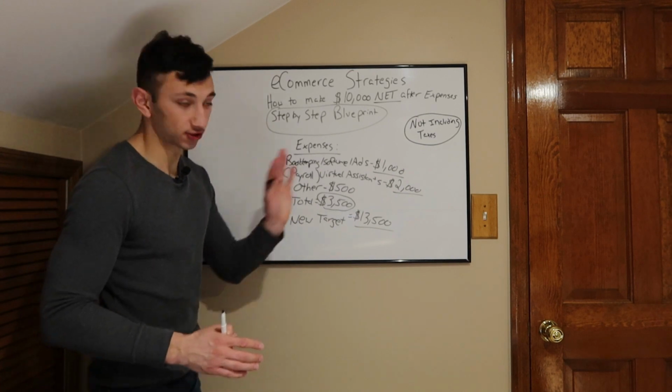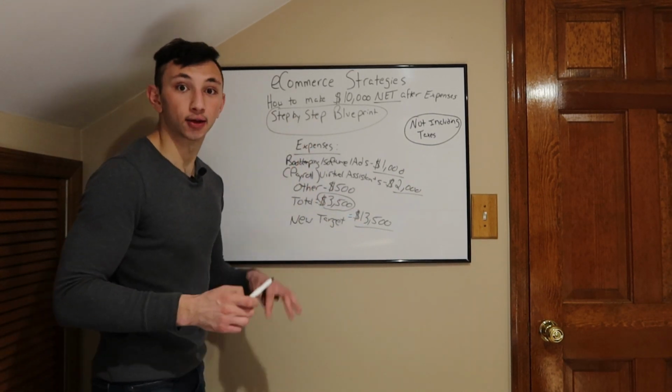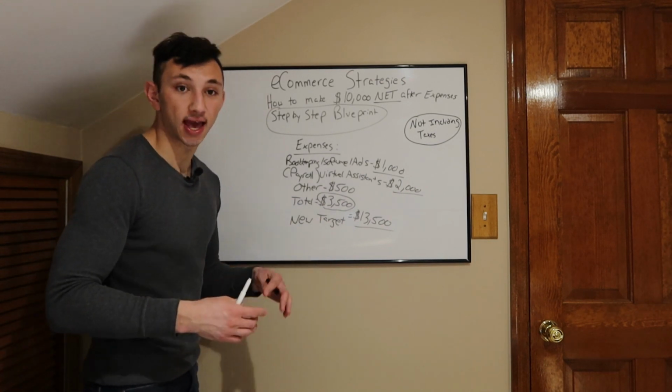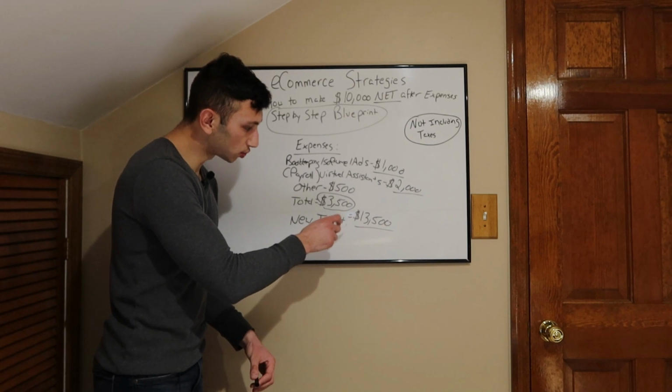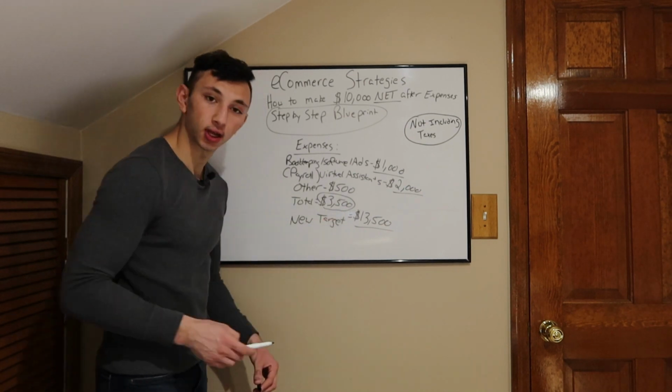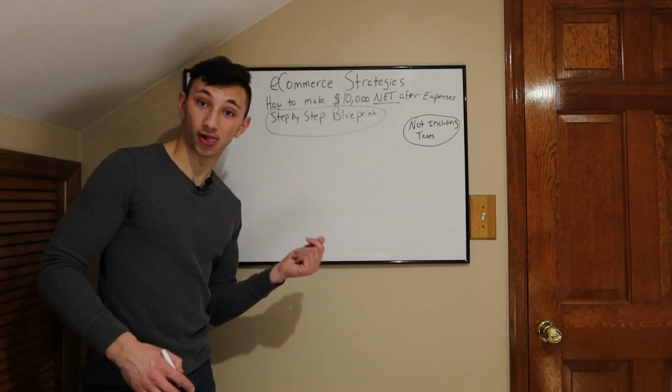And obviously taxes are separate. We're not going to talk about that. And then from that $10,000, we can reinvest, pay ourselves, and put a few $1,000s aside for taxes. So from this new goal of $13,500, how do we actually break this down? Well, I'm going to show you.